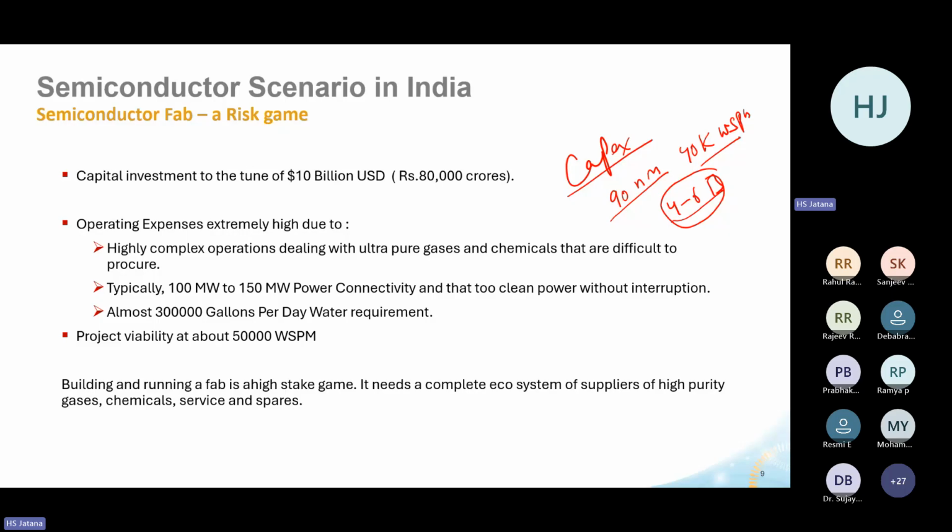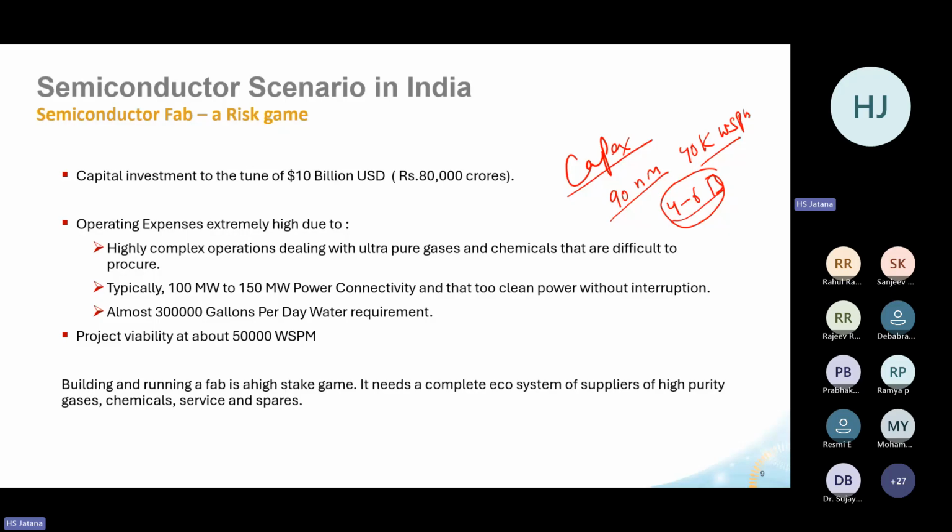Intel struggled below 10 nanometer on their yield. Their yields were around 10-20%. So if you are getting this kind of yield, you will end up losing money. So huge capex requirement. Operating expenses are very high. All the gases, all the materials, machines, chemicals, accessories, spare parts, consumables, they are not made in India.